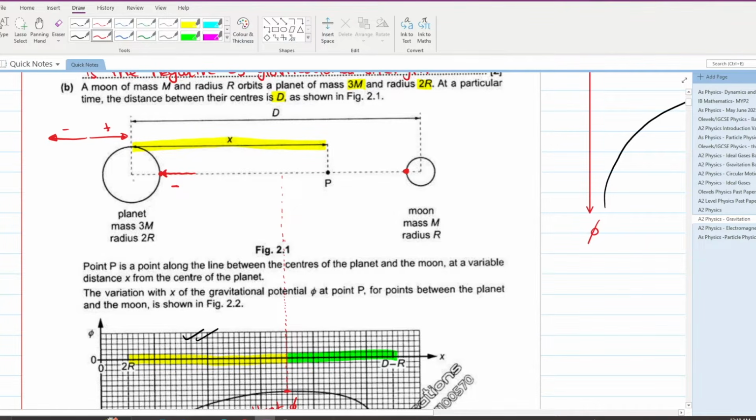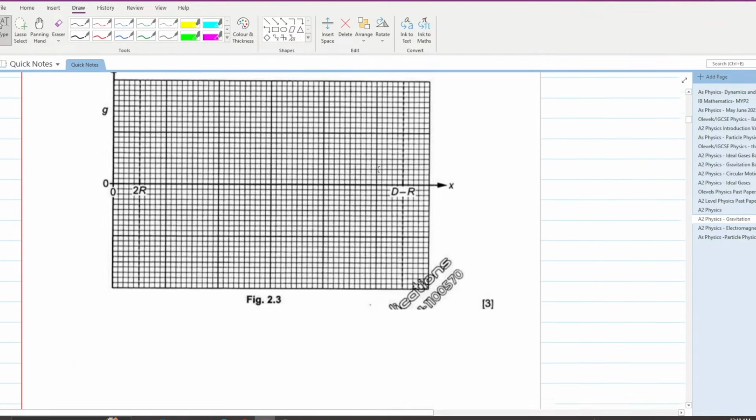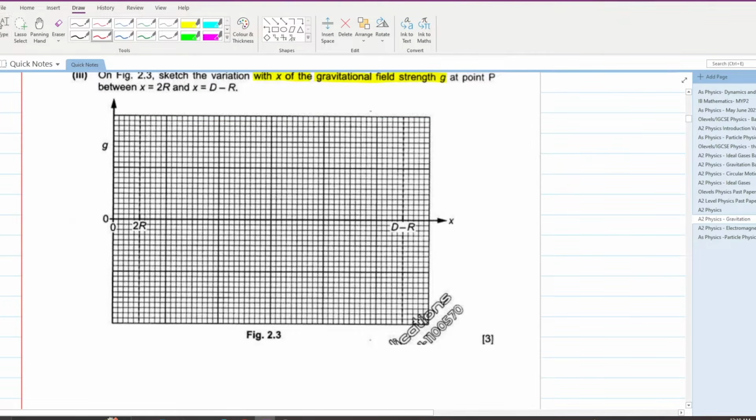So for this planet, we can consider its gravitational field strength negative, and the moon's gravitational field will also be inwards, but this is an arrow towards the right, so this will be positive. So these were the 2 marks out of 3 that you can get here easily. Let's say the moon's is somewhat here and the earth or planet's is somewhat here at a negative value. Okay.